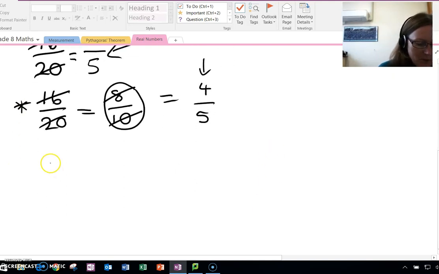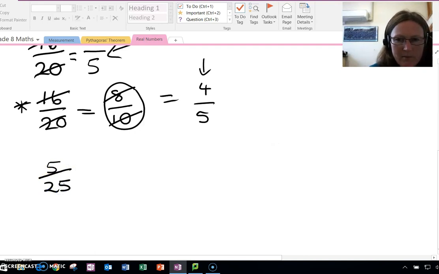Okay, 2 more examples. 5 over 25. Is there a number that goes into both of those? Can we simplify that? The answer is yes. 5 goes into 5 once. 5 goes into 25 5 times. So that is that fraction written in simplest form.